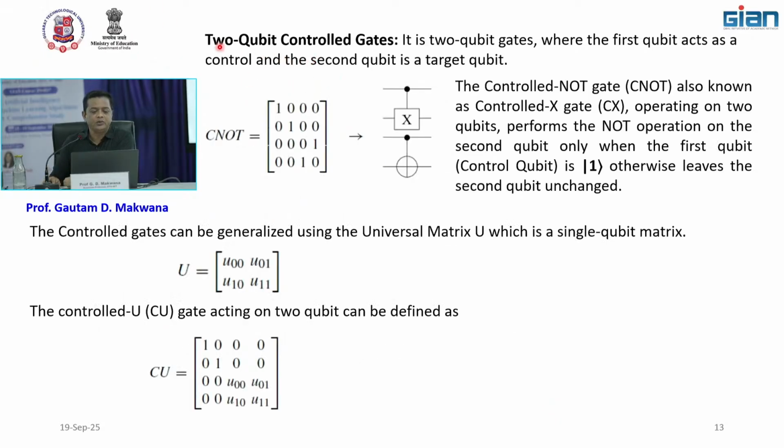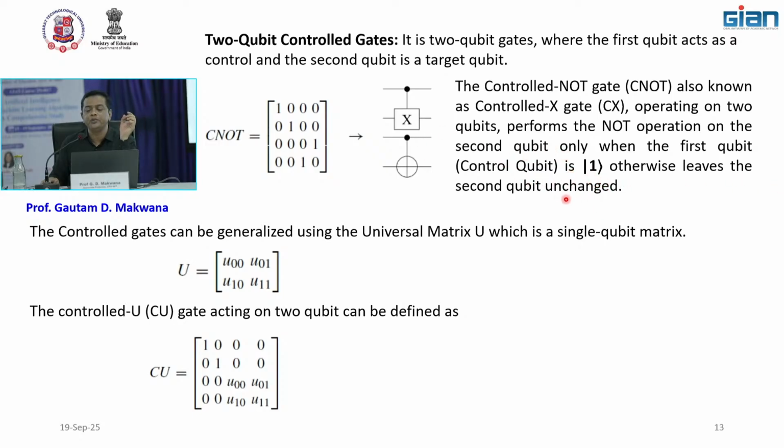In the same way, the two qubit control gate is a two qubit gate where the first qubit acts as the control and the second qubit as the target bit. So one is the control bit and the second is the target bit. This is the notation of the two-bit control gate, known as the CNOT, and these are its symbols. The CNOT gate, also known as the control X gate, operating on two qubits, performs the NOT operation on the second qubit only when the first qubit, which is the control qubit, is ket 1.